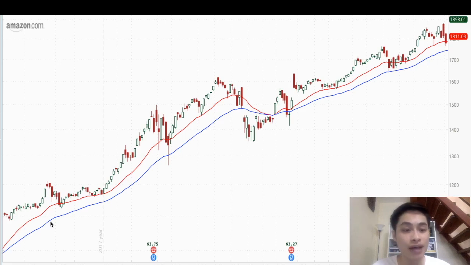So we can see that here the moving averages are sloping up, and when prices start to fall for a while, you can see that the moving averages also start to reverse and slope down. And then when prices start to increase again, can you see what happened to the moving averages? The moving averages start to slope back up. So that is one way to use moving averages.